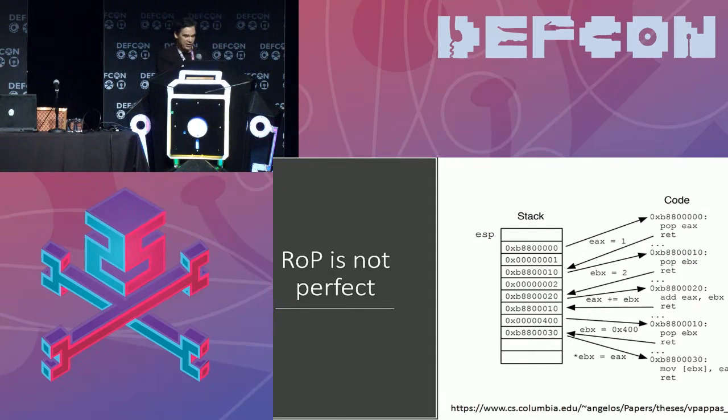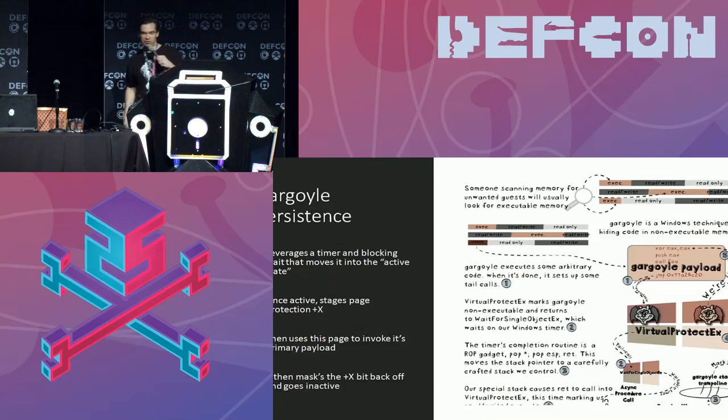Anyhow, the way this ROP works, it actually gets a little bit easy to detect because it's not exactly perfect either.